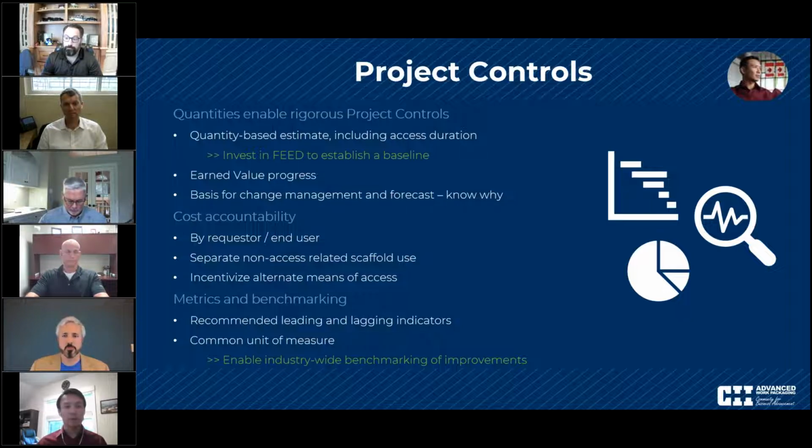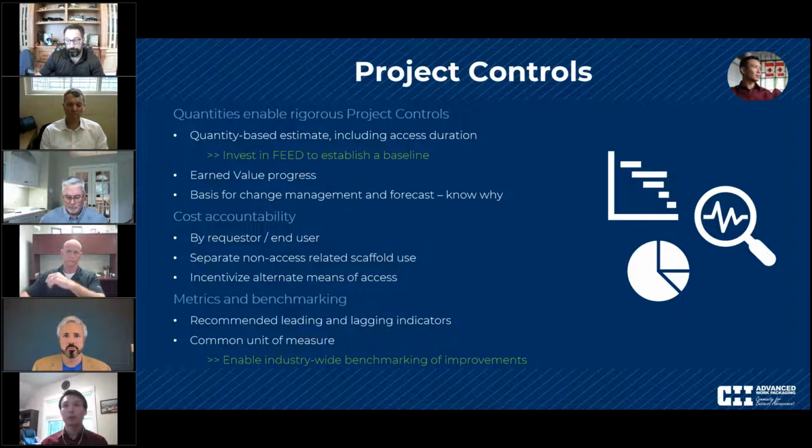And the last component of the best practice in terms of project controls is metrics and benchmarking. And this goes back to what Stefan said about having that common language and common data standards, and not just within a project, but between projects too. So within the best practice, we recommend some leading and lagging indicators that have been used on previous projects and have shown to be successful. And now, assuming that we have quantity basis, there are some additional leading and lagging indicators that can be considered. And the last part of metrics and benchmarking is having some way to compare scaffold between projects.